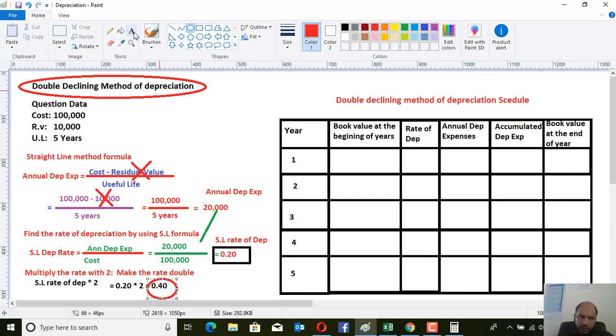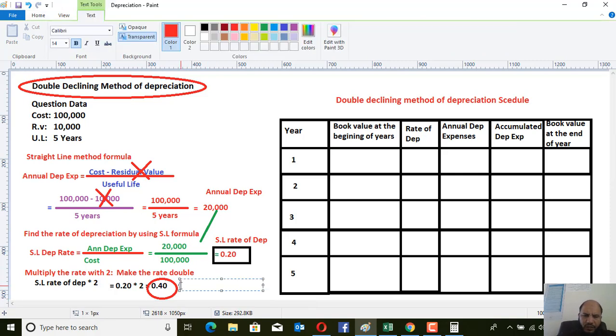This is the double declining rate of depreciation. Okay, dear students, see, this is the double declining rate of depreciation.